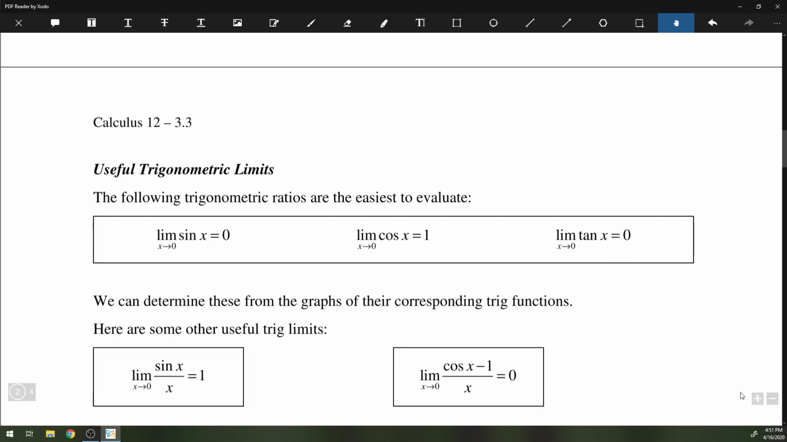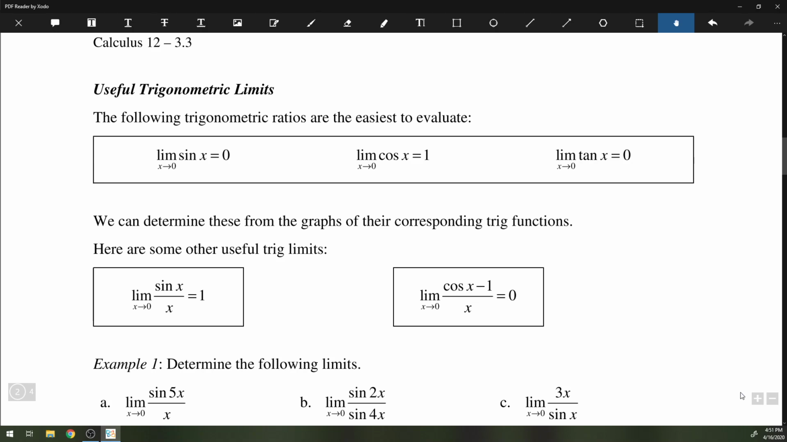Okay, so back in chapter 2, we talked about some trigonometric limits that are easy to evaluate. So these three here, you will notice that you can actually use substitution. Right, so you can substitute in 0: sine 0 is equal to 0, cosine 0 is equal to 1, and tangent 0 is equal to 0. So those are pretty easy.